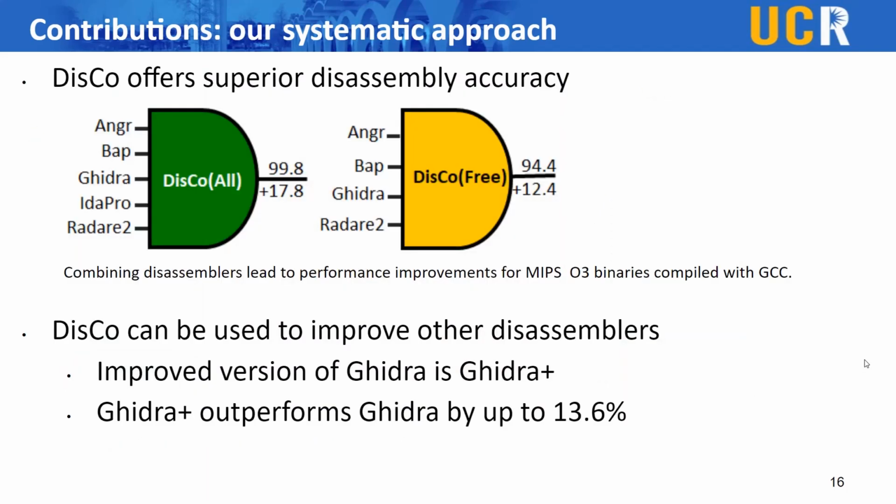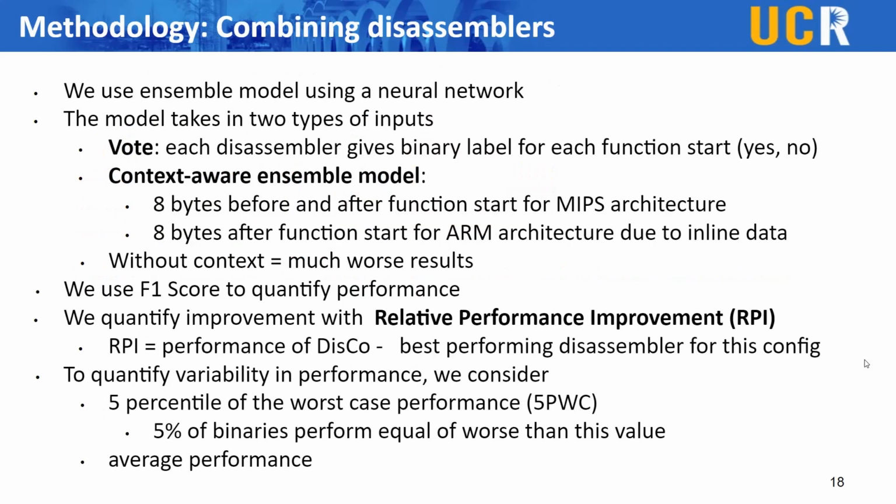There are many contributions, but the main contributions are, firstly, that DisCo offers superior disassembly accuracy, because we have found that combining disassemblers leads to performance improvements of up to 17.8%. And secondly, DisCo can also be used to improve other disassemblers. For example, we have shown how we can use DisCo to improve Ghidra. The improved version of Ghidra is Ghidra Plus, and you will see in the later slides that the improvement can be up to 13.6%.